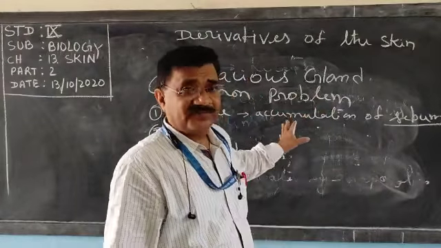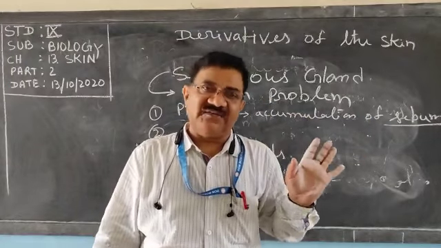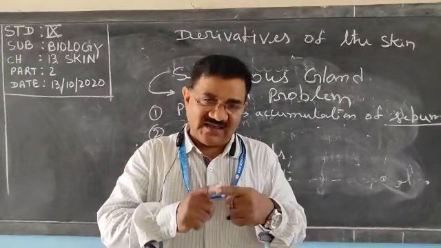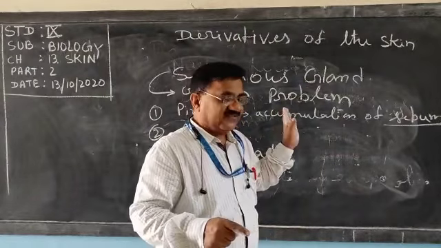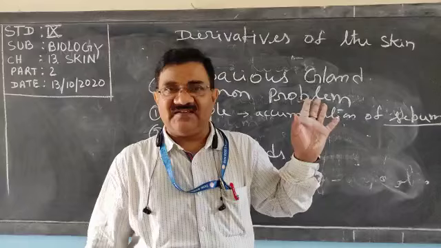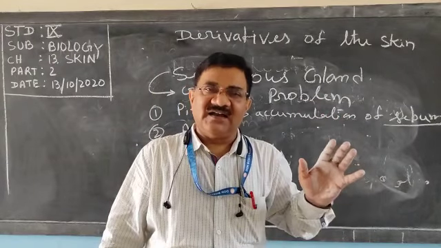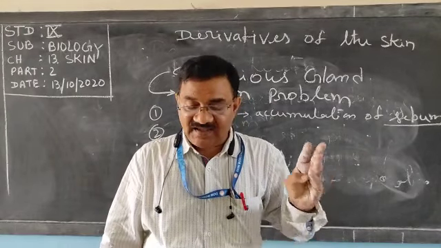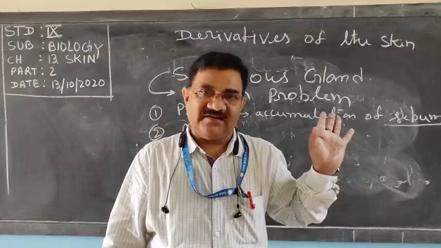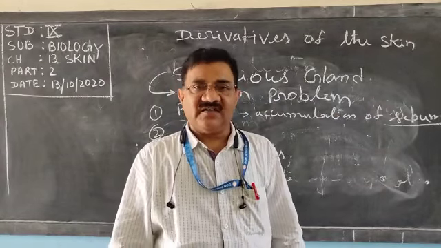So dear children, in this video we discussed three derivatives of skin: one is the hair, another is the nail, and the last is the sebaceous gland, and three common problems related to the sebaceous gland, that is pimple, acne, and blackheads. So today up to this much. In the next video, we will discuss the rest.